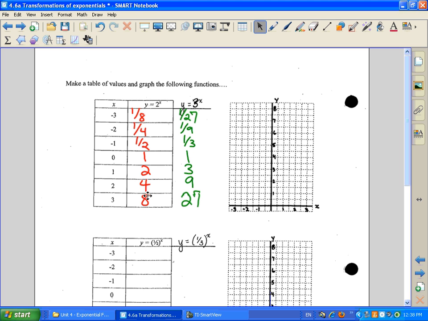So let's use the red graph here, okay? So again, we've got the common point, 0 and 1. And then I'm going to do my whole numbers first. So 1 to 2, and 2 to 4, and 3 to 8. And again, when I'm going the other way, I'm going to go half the distance, half the distance, half the distance.